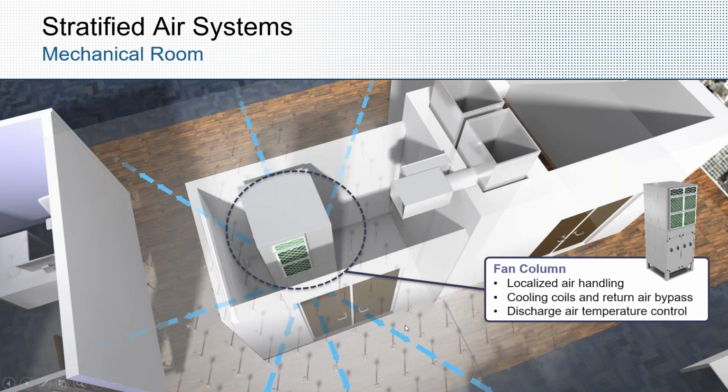And again, it puts all that cool air much closer to those perimeter extreme areas in the space where you need that cool air. So this is a bit of a top view of that mechanical space with that downward discharge vertical air tower unit.